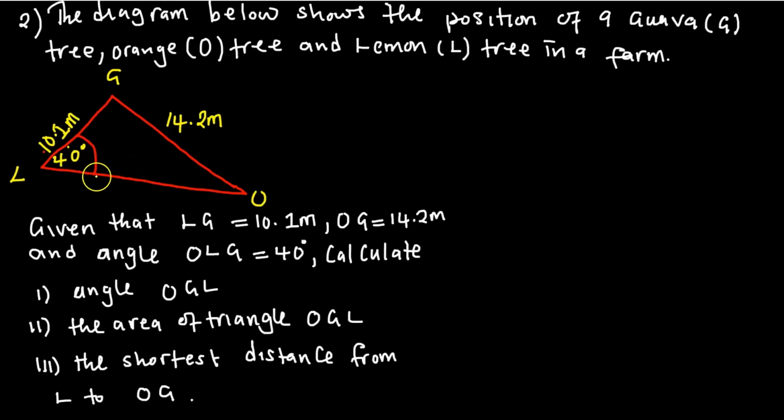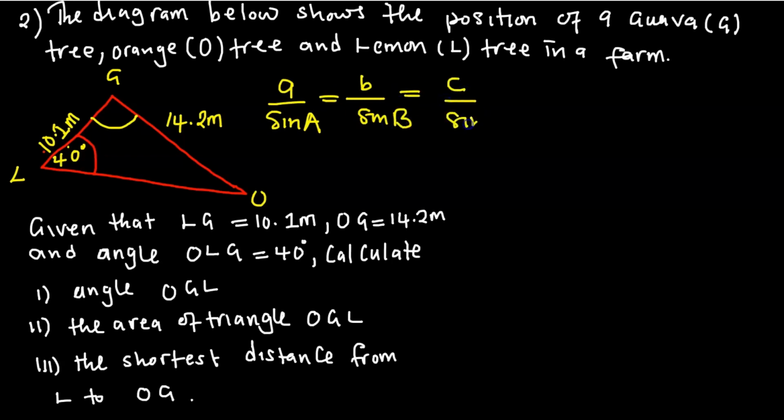If we were to trace it, OGL, you find that we are finding this angle. Now, how do we find this angle here? Since we are saying we are going to apply sine rule, let me just rewrite sine rule here, the general one, which is A over sine A equal to B over sine B equal to C over sine C.